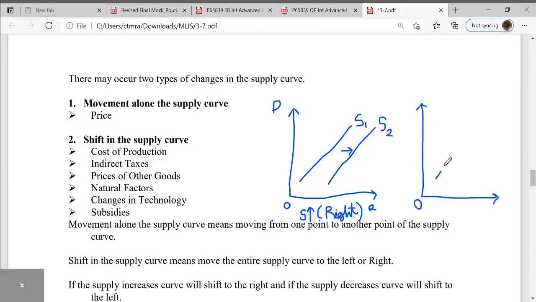See, in this case, it will be shifting to the left. From S1, it's shifting to S2. Totally a new supply curve. Okay. So here it's getting closer to zero. So that means this is a fall in supply curve. Okay. So the supply is falling and it's shifting leftwards.